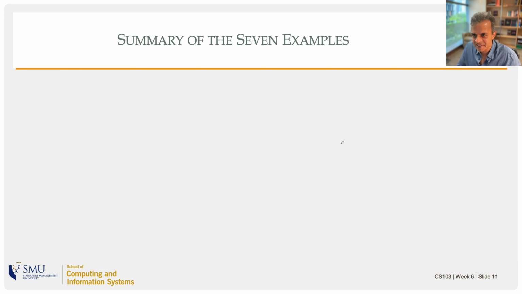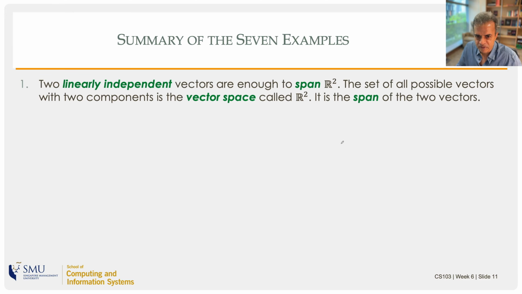So let's summarize the 7 examples. The first one, 2 linearly independent vectors were enough to span all of R2. Now I'm using some green terms here and there. Those are things I haven't completely defined for you. We know these things already to a certain extent. So linearly independent, we know what that is. So 2 linearly independent vectors are enough to span R2, and more than that, 2 linearly independent vectors are needed to span all of R2.